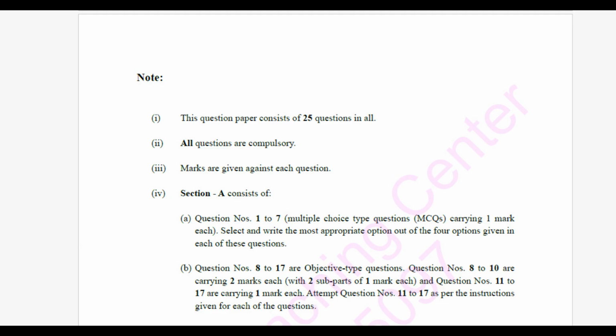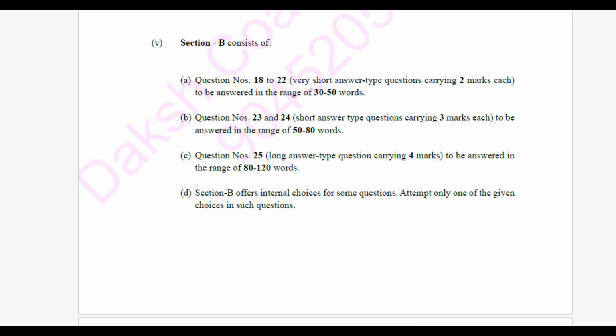B. Question numbers 8 to 17 are objective type questions. Question numbers 8 to 10 are carrying 2 marks each, with 2 subparts of 1 mark each, and question numbers 11 to 17 are carrying 1 mark each. Attempt question numbers 11 to 17 as per the instructions given for each of the questions. Section B consists of A. Question numbers 18 to 22, very short answer type questions carrying 2 marks each, to be answered in the range of 30 to 50 words.